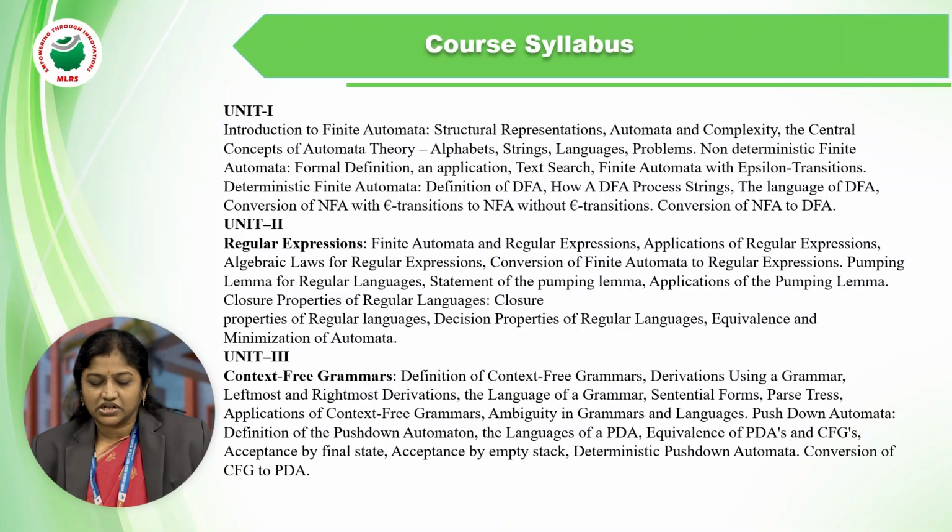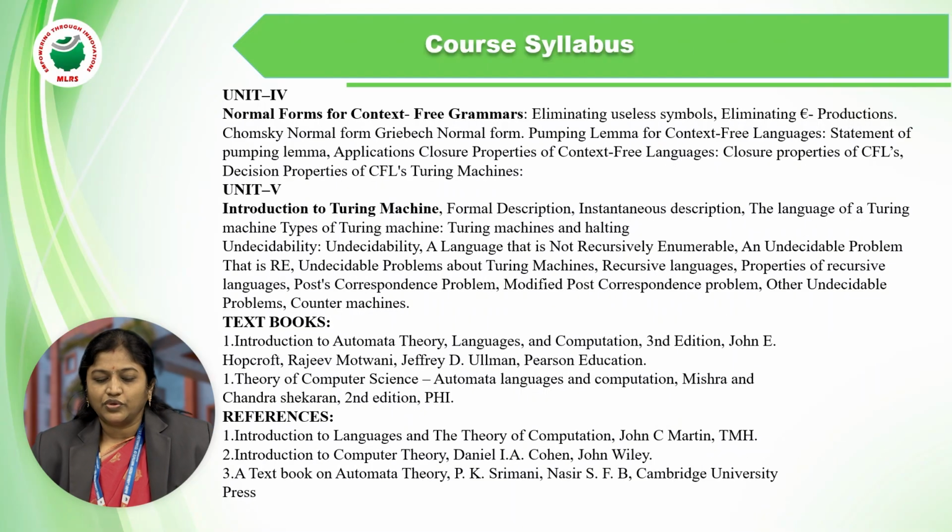Unit 3 is context-free grammar: definitions of context-free grammar, derivations, leftmost and rightmost derivations, ambiguity, then pushdown automata, languages, and equivalence of pushdown automata. Unit 4 is normal forms of context-free grammars. Unit 5 is introduction to the Turing machine.